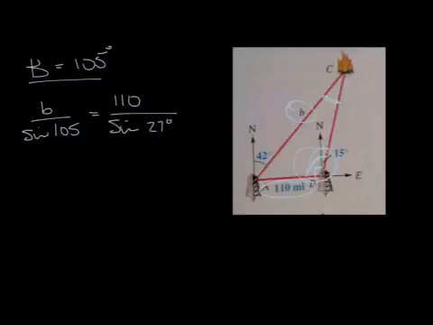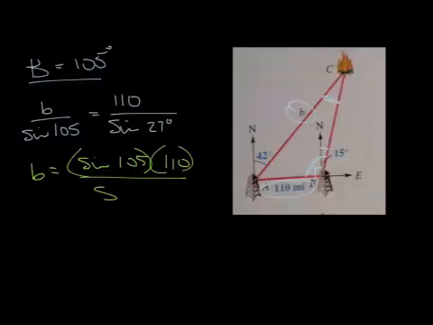You're given this right here is 115, and this is 42, so this is going to have to be the complement of that, and then that'll let us find C. So it shouldn't be any trouble for you finding that. Alright, so again, cross multiplication, division, and we get B equals sine of 105 times 110 over the sine of 27, and that'll end up giving you how long B is. Okay, so we'll finish up this lesson in the third video.